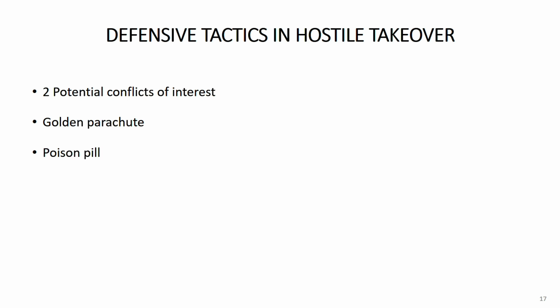Second, poison pill. What is poison pill? Poison pill is, they're trying to make the company look unattractive. By how? By giving the right to existing shareholders to buy shares at a very low price. They are selling the shares to existing shareholders. They are giving the right to the existing shareholders to buy shares at a very low price. This will make the company unattractive to buy. It's known as poison pill, right?